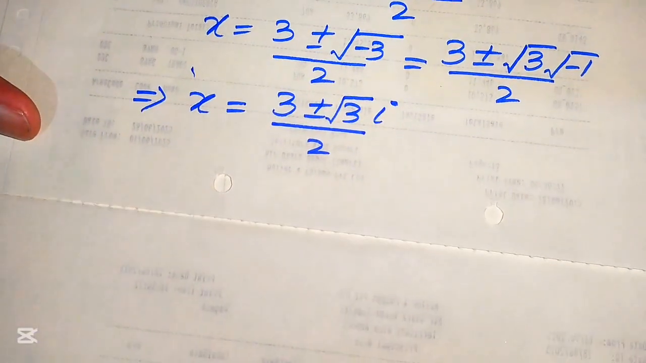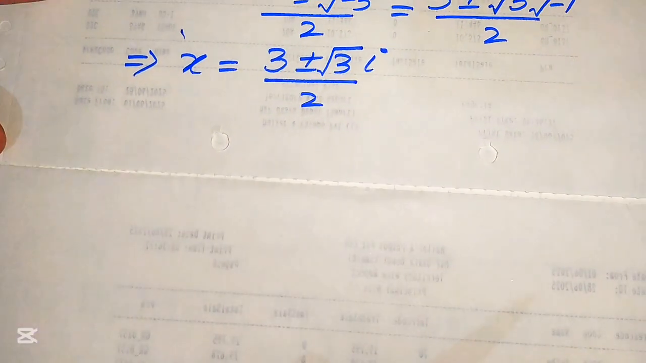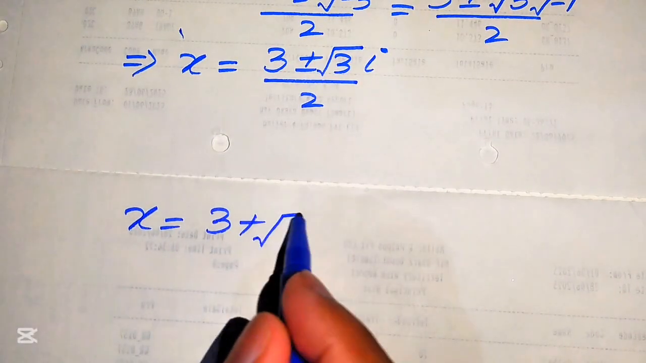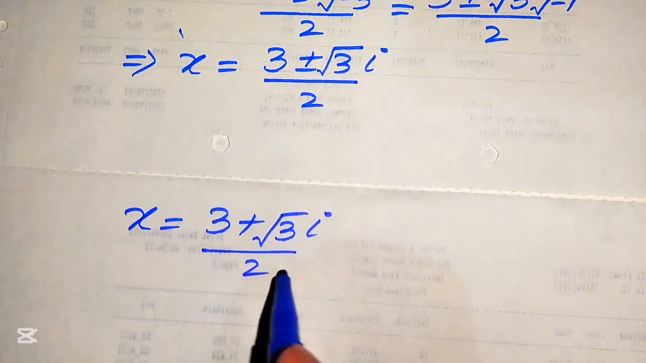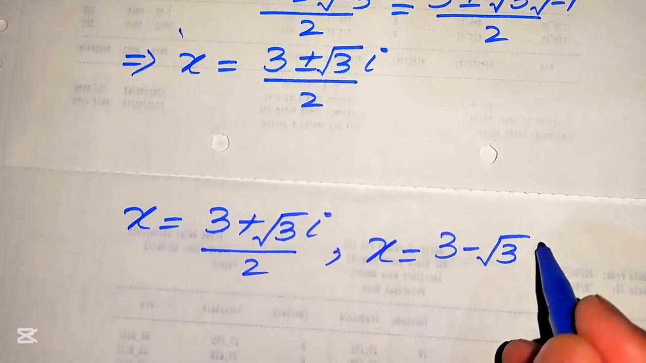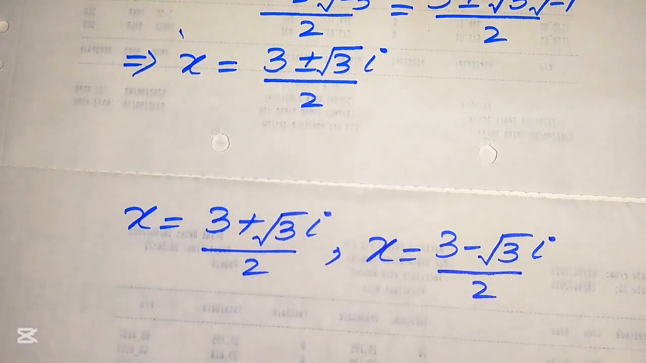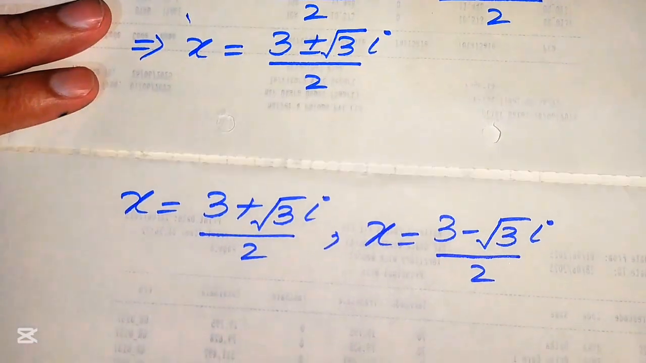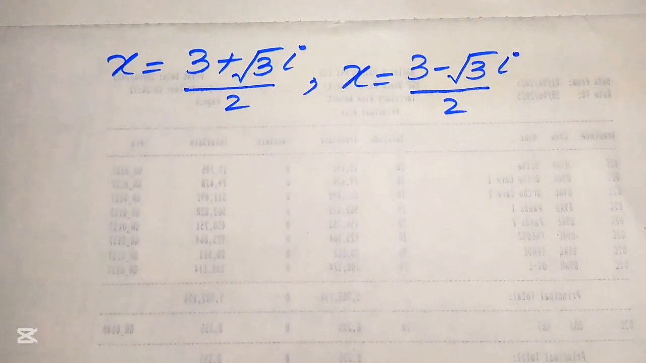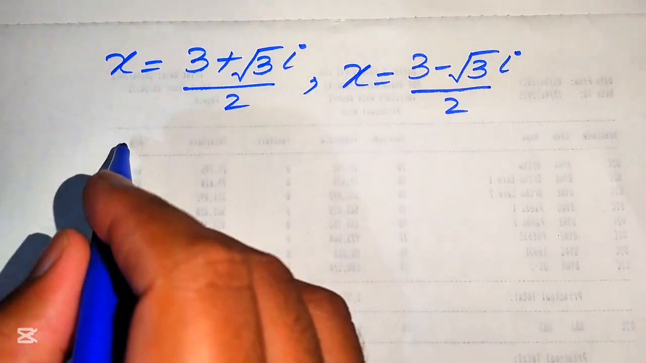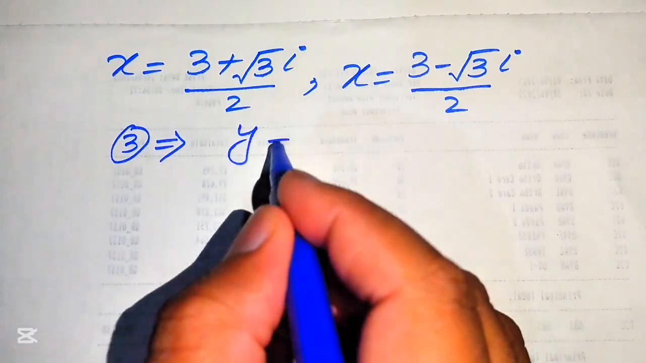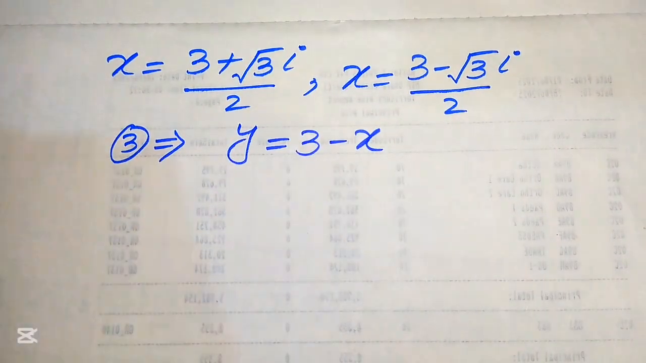Okay, so here first we can write separately these two values of x. Here we write the positive value, it is (3 + √3 i)/2, and here we write the negative value, it is (3 − √3 i)/2. And now we can find the values of y corresponding to these two values of x. For values of y we need to copy down equation number 3, which implies that y = 3 − x.